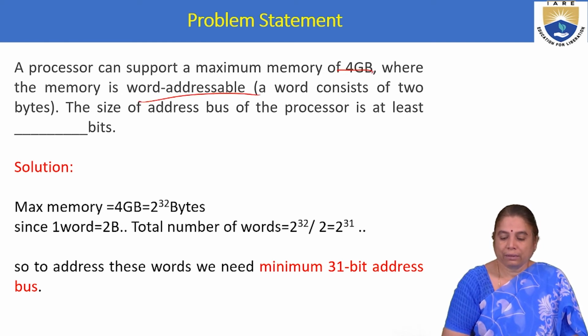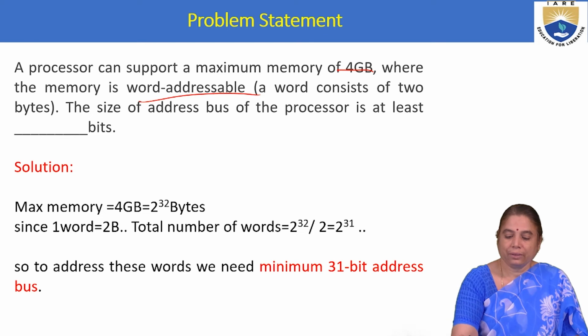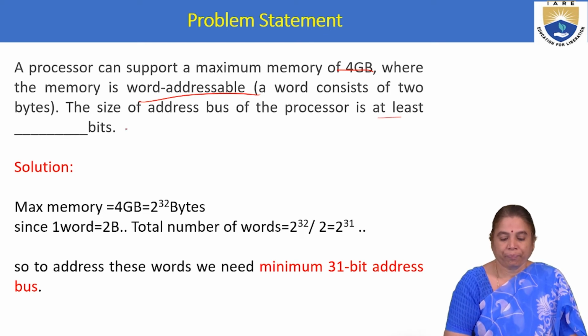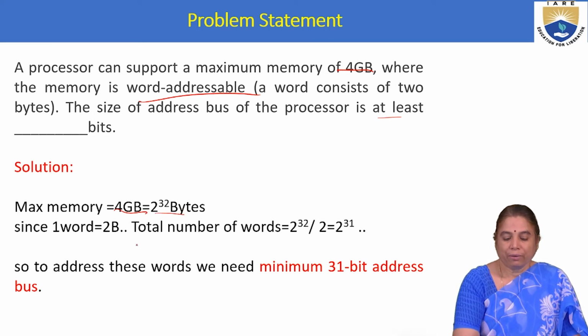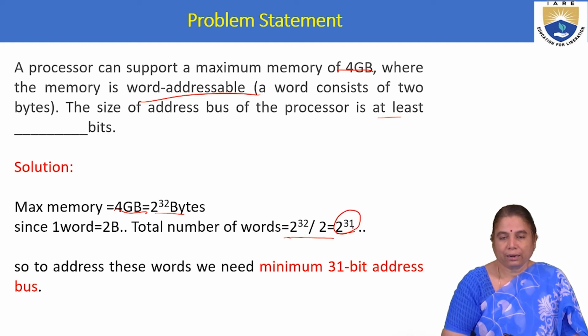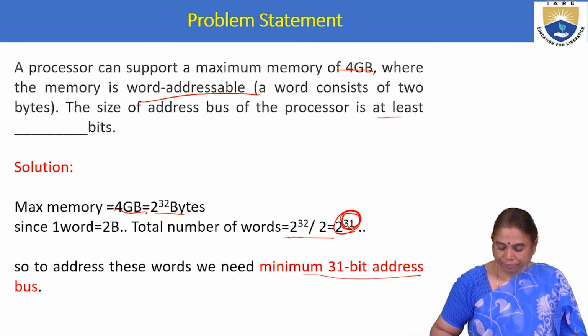Next, a processor can support a maximum memory of 4 GB where the memory is word addressable. The size of the address bus of the processor is at least how many bits? The maximum memory is 4 GB, 2 power 32 bytes. Hence, one word is 2 bytes. Total number of words is 2 power 32 by 2, so 2 power 31. So addressing these words requires a minimum of 31 address bits.